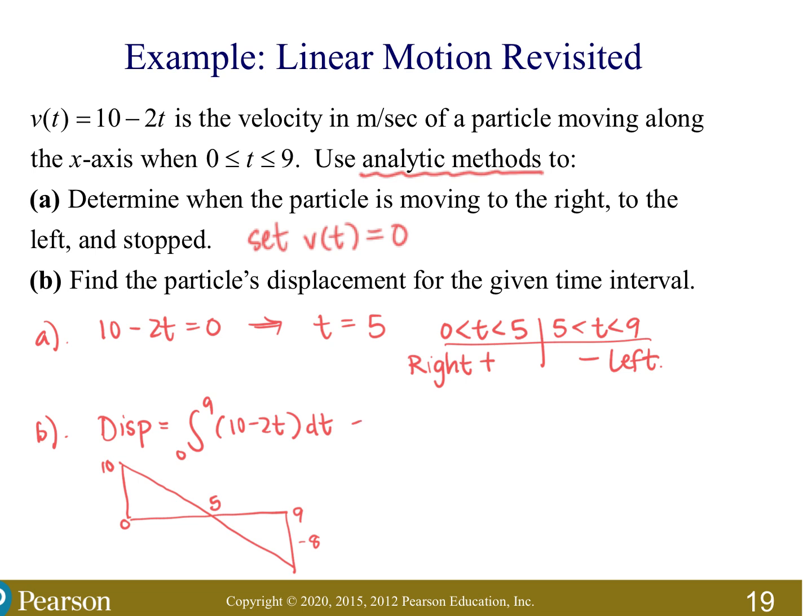Or if you feel like geometry is not your strength or drawing is not your strength, then you could also show the work of doing an antiderivative. And so you'd have 10t minus t squared plus c going from 0 to 9. You can do it that way. So that would give you 90 minus 81 plus c minus 0. So you're looking at 9.